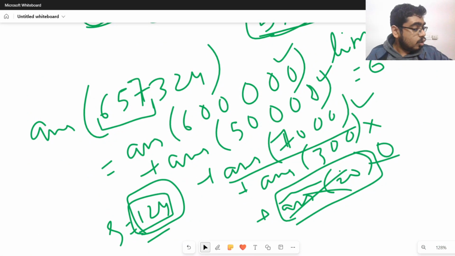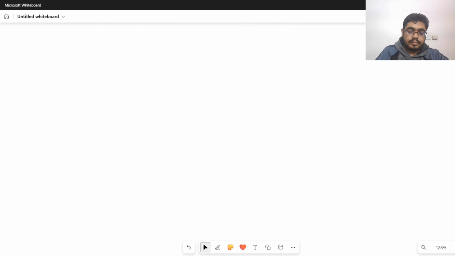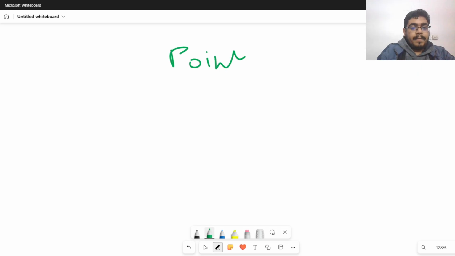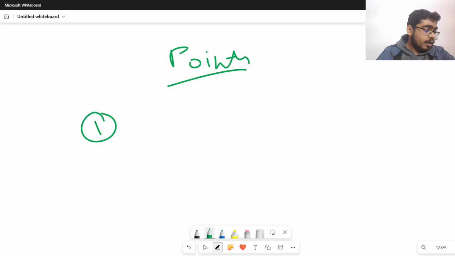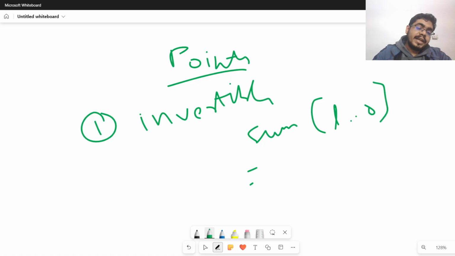Let me also quickly talk about the salient points which you can keep in mind for new questions. First point, that I think I already spoke about: whenever we have an invertible operation, like sum, and we want to calculate from L to R, we can reduce it to sum up to R minus sum up to L minus 1.